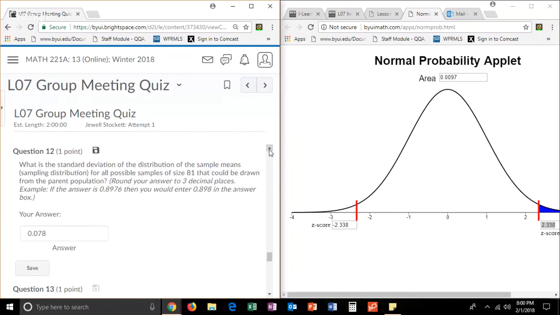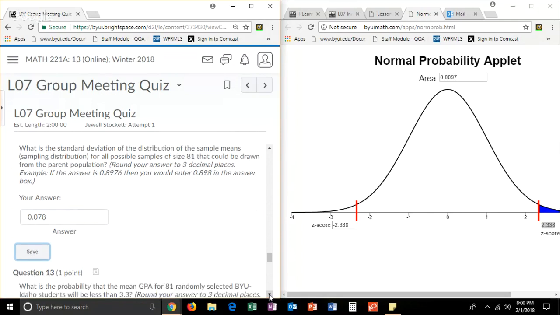Yeah. So for the standard deviation, I did the standard deviation that they gave us, 0.7, divided by the square root of 81, which is 9. And so I got 0.077777. But it wants it in 3 decimal places, so I got 0.078. Is that what you got? Yes. Sweet.